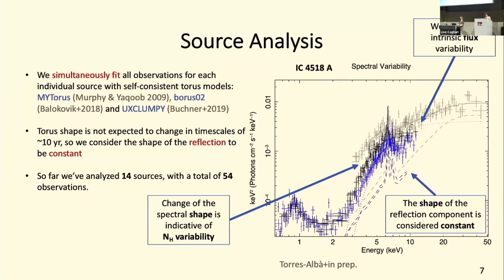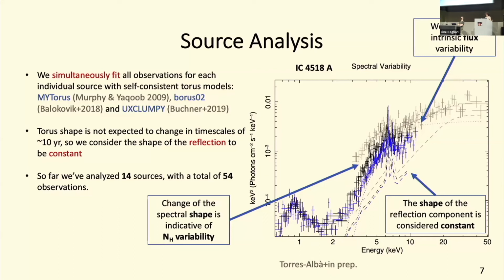It's representative of properties of the whole of the torus, and our data spans at most some 20 years, and we do not expect the shape of the torus to significantly change within these timescales. So when we are fitting a source, such as the one that I'm showing here, we are considering that there can be intrinsic flux variability, which is easier to see in the NuSTAR range because it's less affected by obscuration. We're also assuming there can be NH variability, and in this source in particular, we can see how the spectral shape in the 2 to 5 keV range is very, very different, and this is indicative of NH variability.